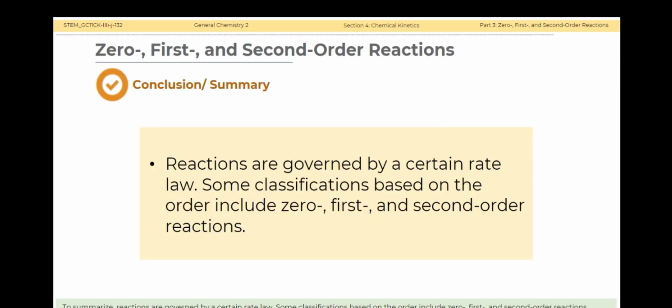To summarize, reactions are governed by a certain rate law. Some classifications based on the order include zero, first, and second order reactions.